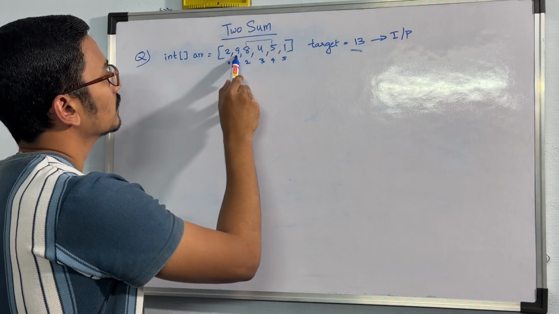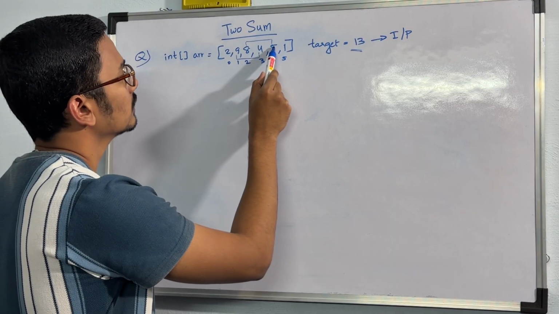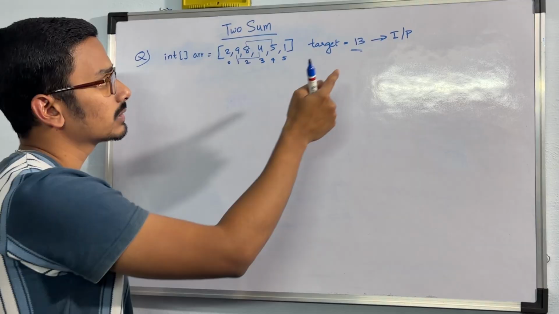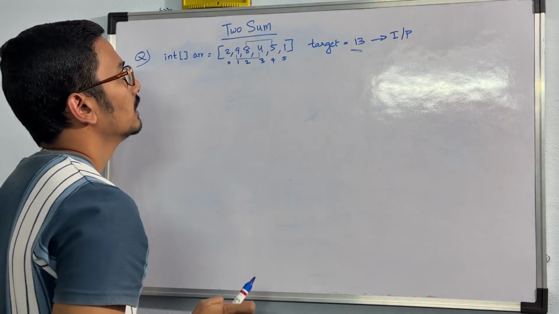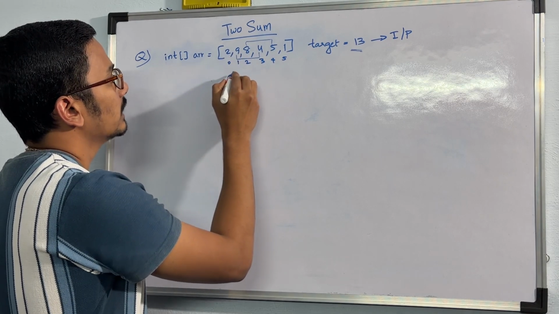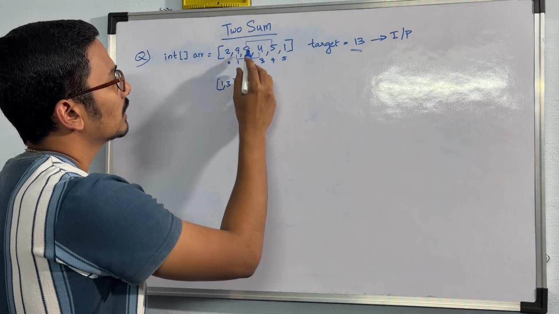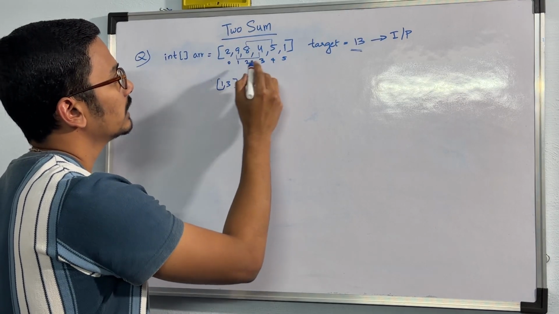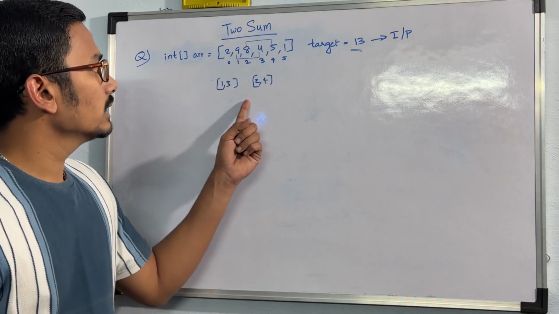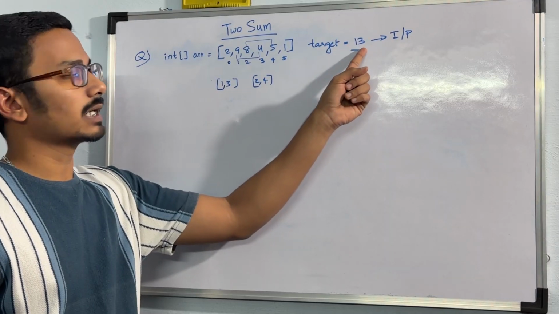In this case, that combination comes with this, or this also. 9 plus 4 is 13 and 8 plus 5 is 13. So any two numbers can come up with this combination which adds up to 13, and we can return whichever array is possible. 9's index is 1 and 4's index is 3, so this can be the answer, and also 8's index is 2 and 5's index is 4, so 2, 4 can also be the answer. But the main point is to return the indices of two numbers which add up to this target value.